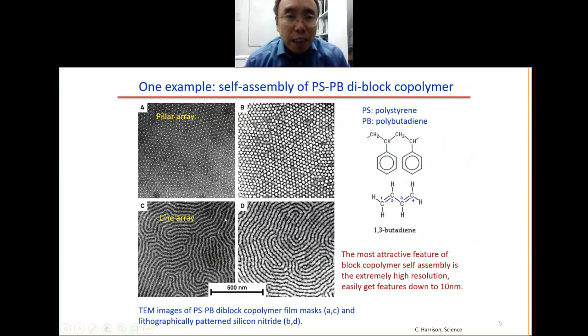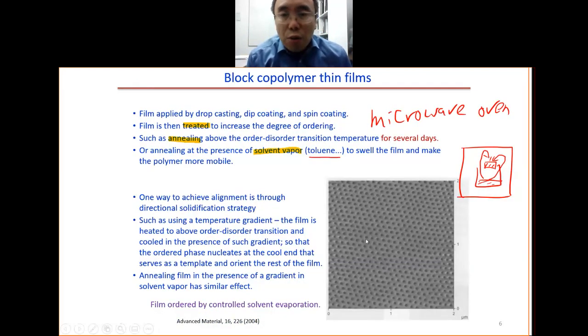But what you get here is periodic, but with short-range ordering, not long-range ordering. To have long-range ordering, we need to do some alignment. So how to align the self-assembly process? One way to do this is to use a temperature gradient.